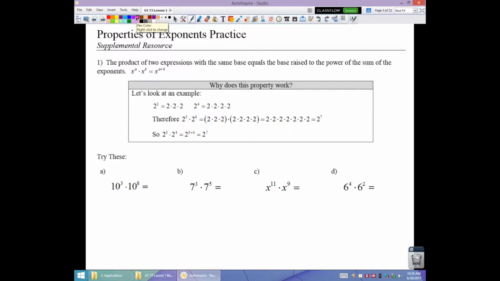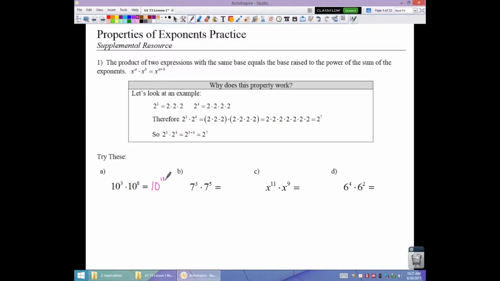So the first rule is called the product of powers, and it says if two powers with the same base are multiplied, you can add the exponents. Okay, so if we try number 1a, 10 to the third times 10 to the 8th, we add those exponents, that's 10 to the 11th.